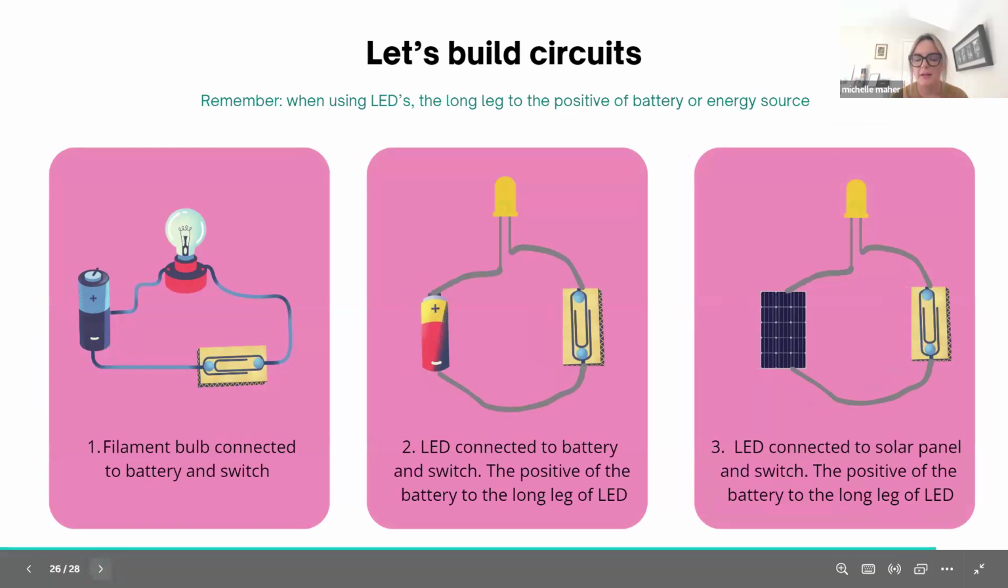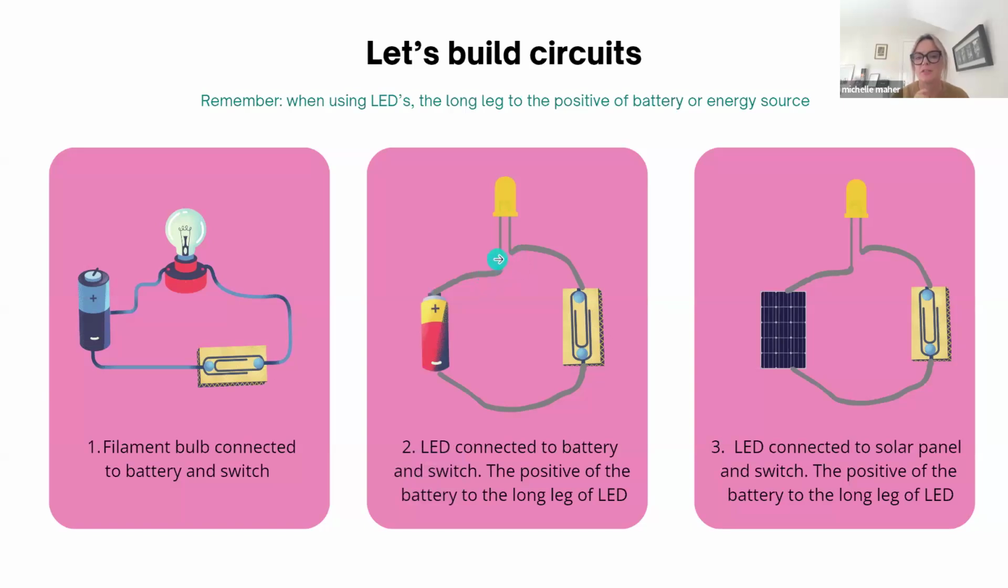The filament bulb doesn't care, but the LED does. So the long leg needs to go to the positive of the battery, and you'll see it in the notes as well. The easiest way to say it: if you've everything connected like the middle picture, but your light bulb is not turning on, then just flip it around.